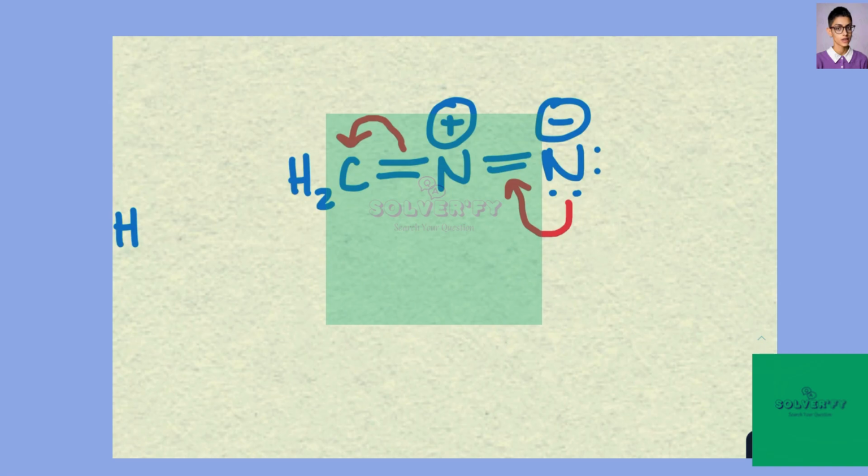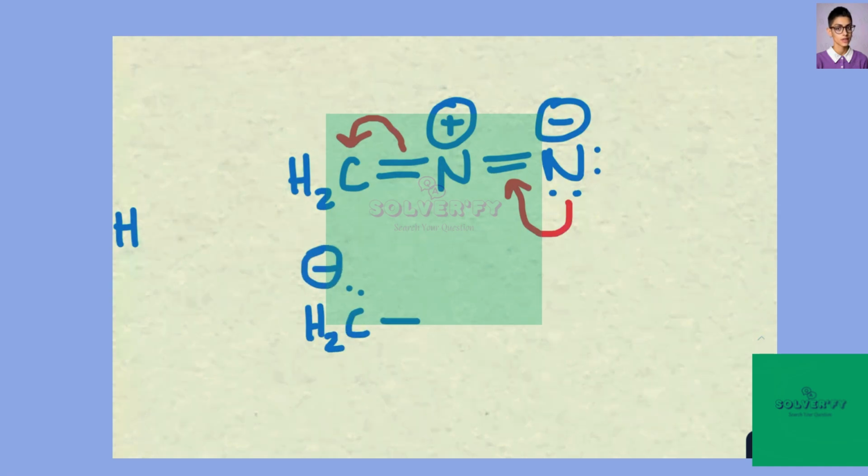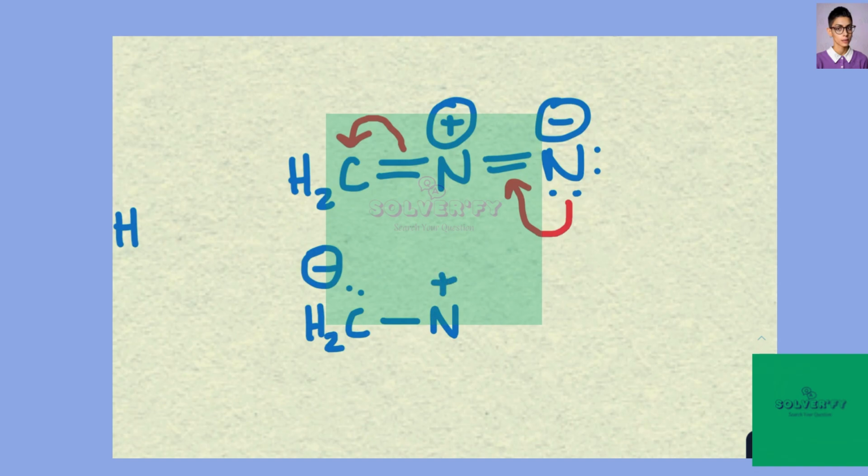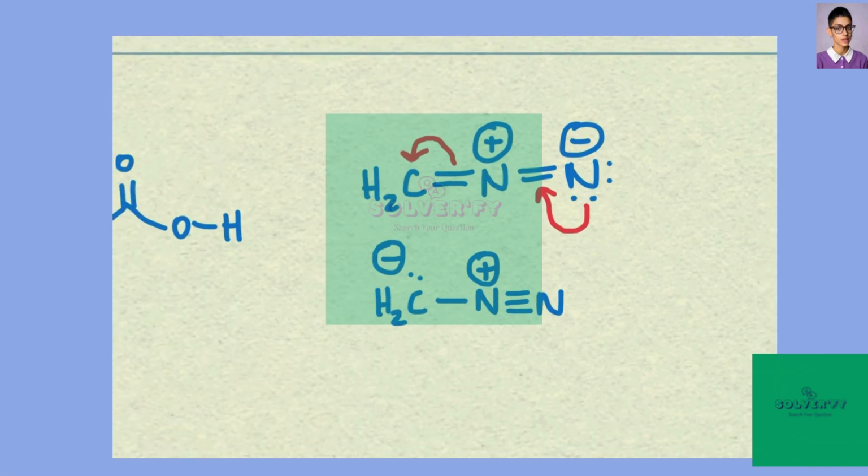Okay, so I should have the molecule in which I have lone pairs on the carbon. So that is now a single bond. I have the positive charge on my nitrogen still, but I have a triple bond between the nitrogens instead. Okay, so I just moved my positive and negative charges around.